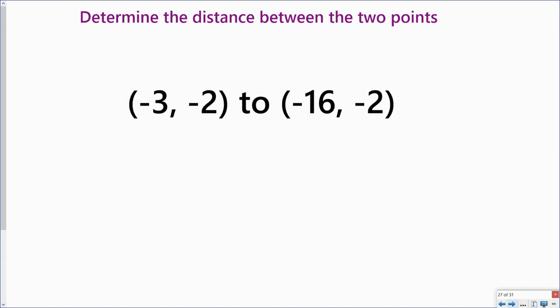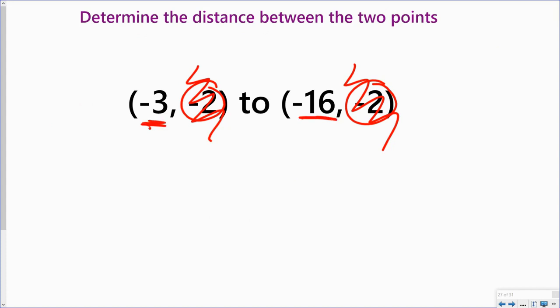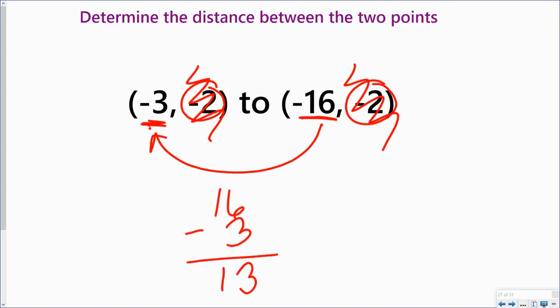Same thing here. My -2 and my -2 are the same things, and so I do not need those two. I'm going to look at the two that are different, which is my x-axis. So I've got -3 and I have -16. So I want to know how far -16 and -3 are from one another. If I take 16 minus 3, that gives me 13. So they are 13 units apart.